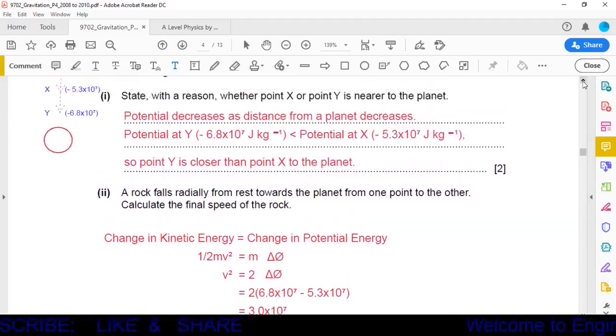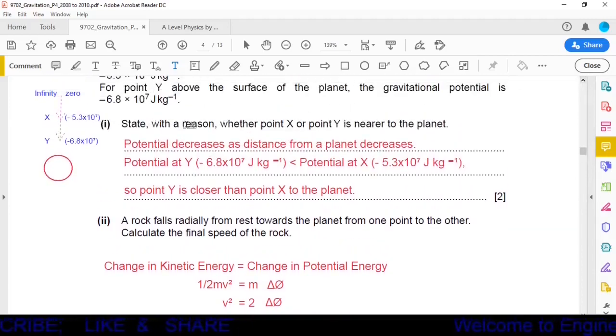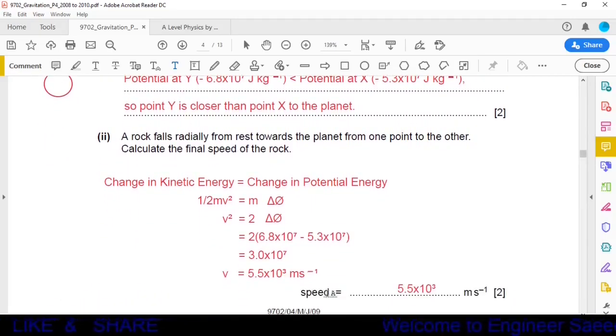Gravitational potential at point y is 6.8 and gravitational potential at point x is 5.3 into 10 power 7. So we have to subtract 5.3 into 10 power 7 from 6.8 into 10 power 7, and by solving this one we will get 3 into 10 power 7. This 3 into 10 power 7 is the value of v square.